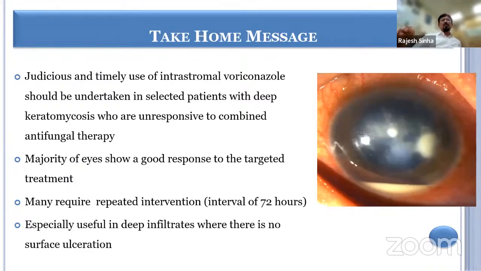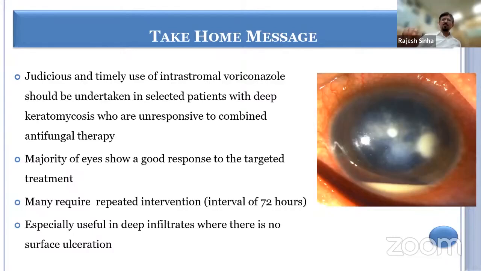So this is what I would like to say, that maybe when we feel that it's time, it's a deep infiltrate, it's not responding for 2 weeks of topical therapy, we can go ahead and give intrastromal and intracameral antifungals. And the only thing is that we have to understand that a large majority of patients require multiple injections, not a single injection. Hardly any keratitis will resolve with one. You may require multiple injections.